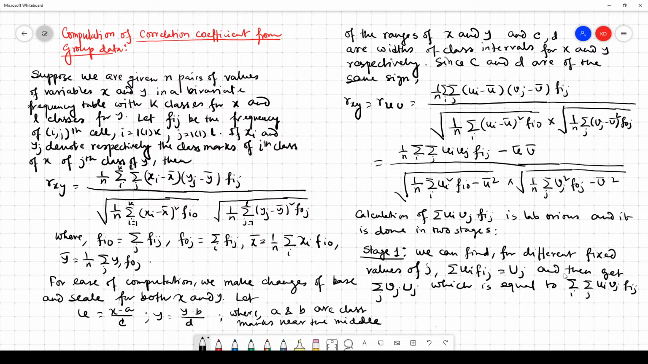So this is stage 1, and I think I can break this into two portions. This is stage 2. Then we get this, which is equal to this. So this is stage 2.